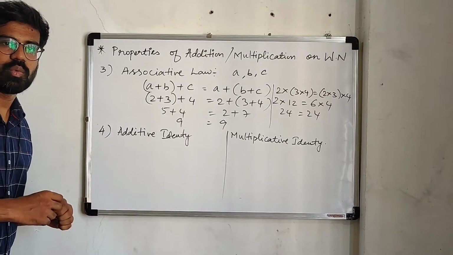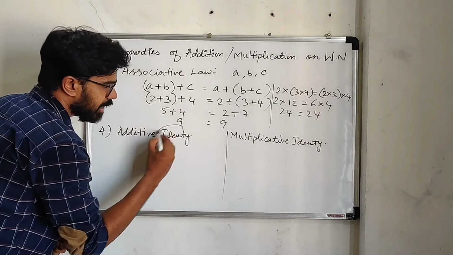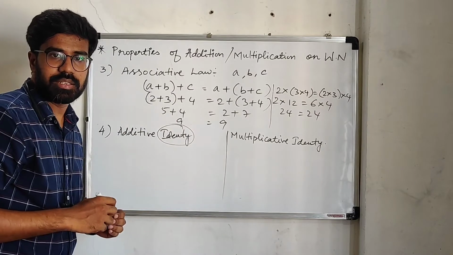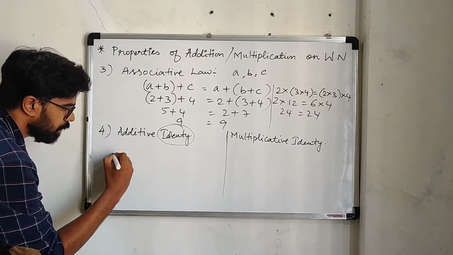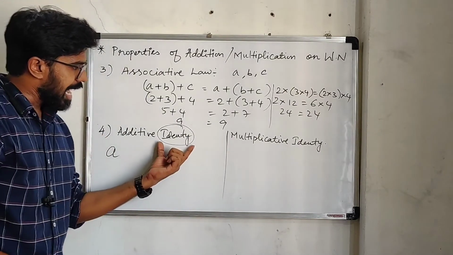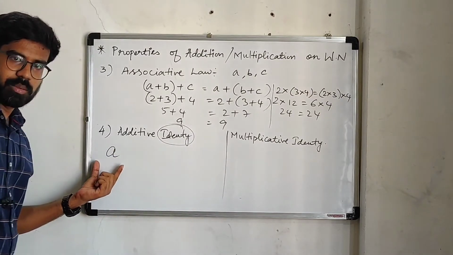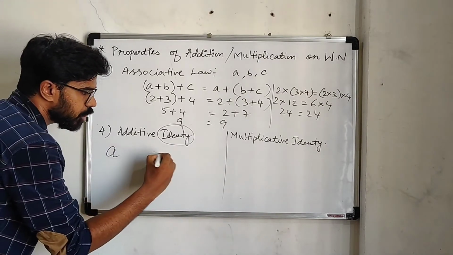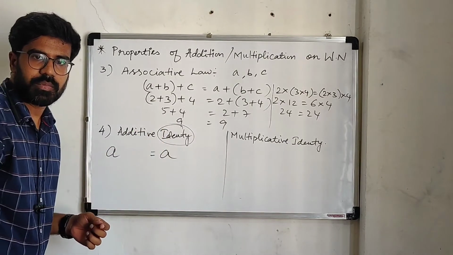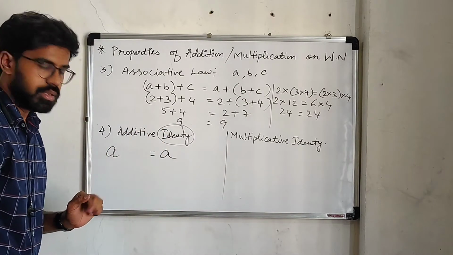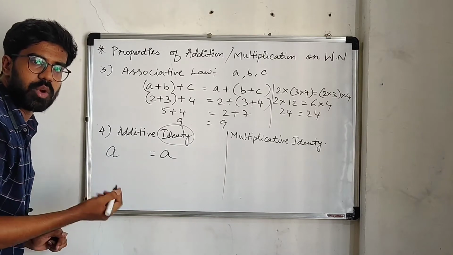Additive identity. What do you mean by additive identity? Identity comes from the word identical. Now say if I have a whole number called A. Identity means with what number you will add the given whole number, so that you will end up getting the same answer. Alright? With what number you will add? How will I get the same answer?